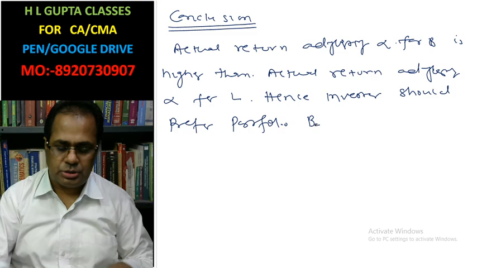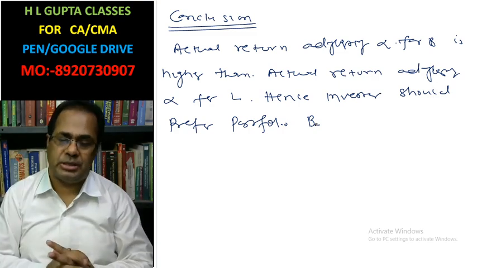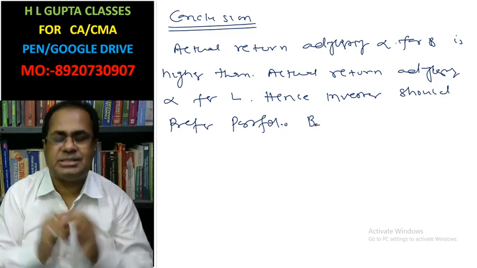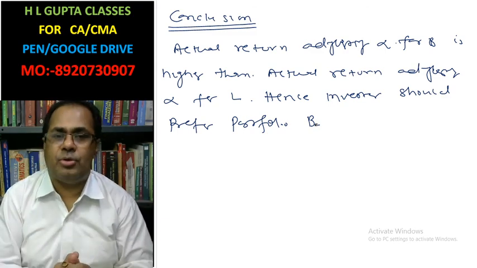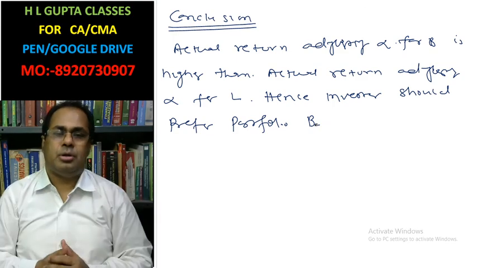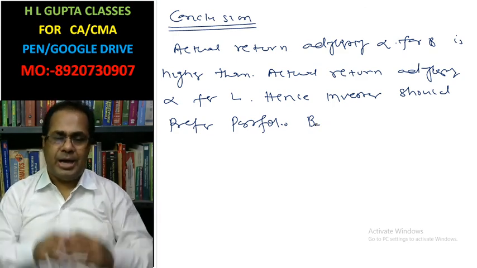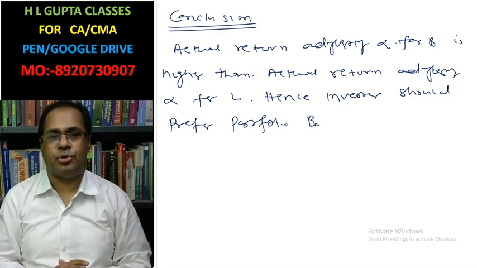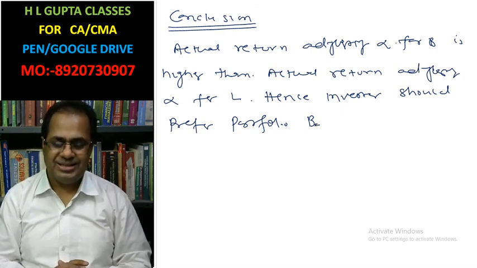This was the question when several years of actual returns and CAPM returns are given. In this case, you need to calculate the average alpha and the actual return adjusting alpha, and the portfolio with the higher actual return adjusting alpha should be selected. Okay, thank you class.